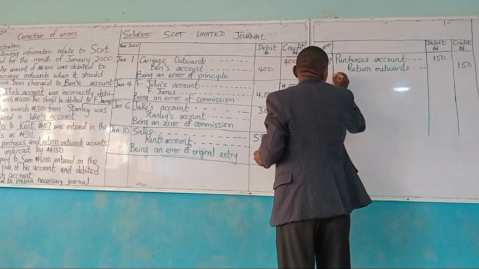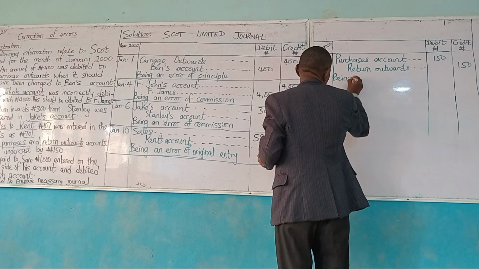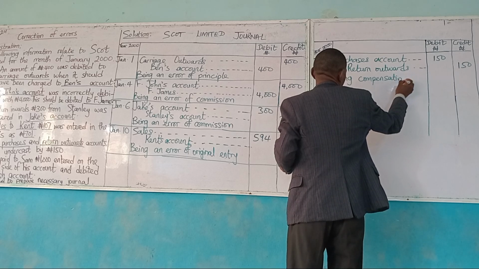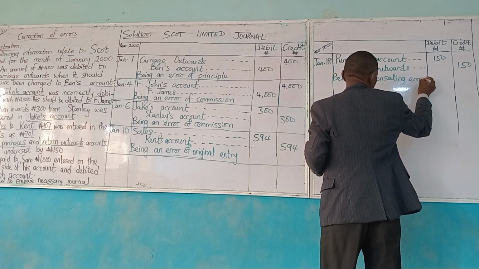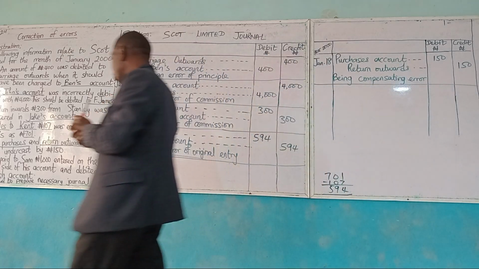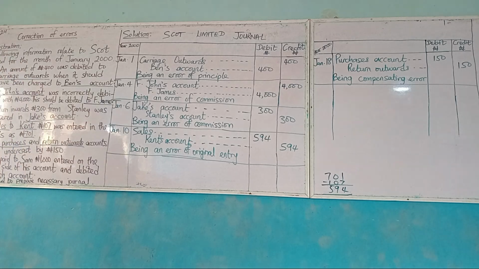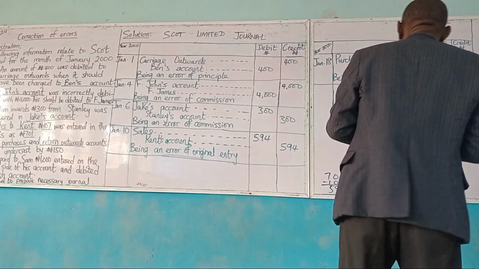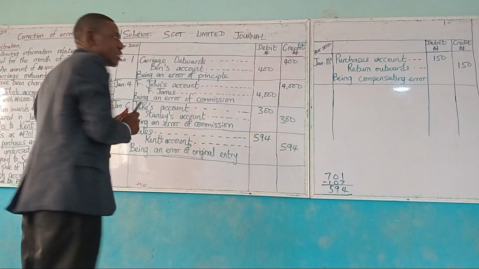Being compensating error. Or you can simply say, in your own language, being purchases undercast by 150, likewise return outwards was undercast by 150, now corrected. So you can say it in your language or in a better way to understand it. You can remember that it's a compensating error.